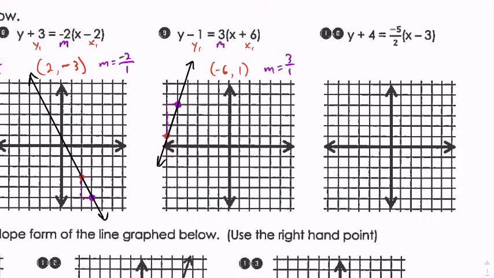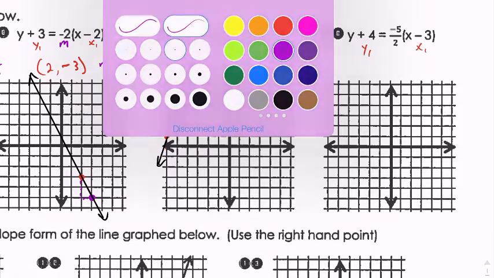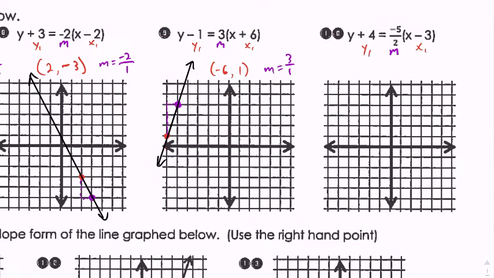Boom. There you go. Okay. And the last graph one here, we got y1, x1, and our slope. So this means our x-coordinate of our first point is going to be the opposite of -3, which is +3. The y-coordinate of our first point is the opposite of +4, which is -4.